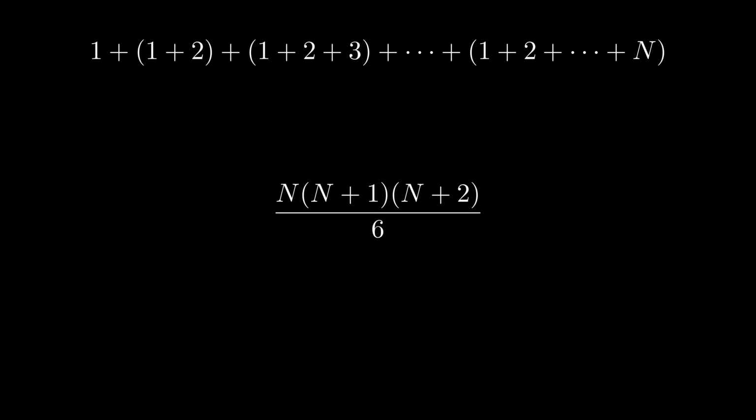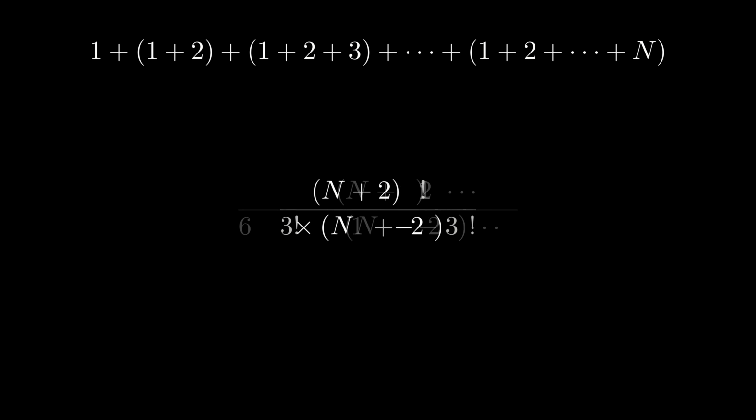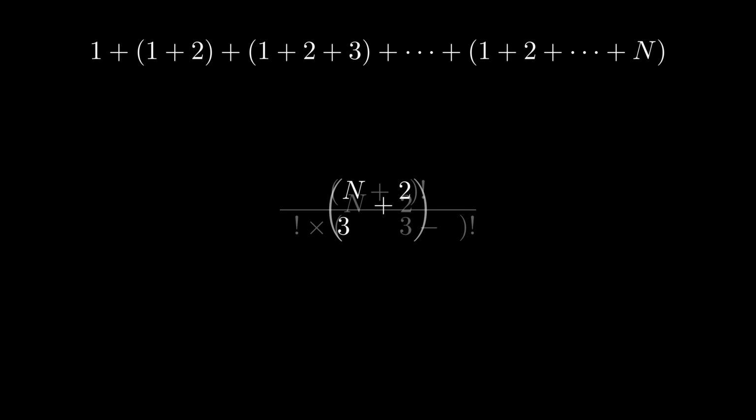This can be written as the product from 2 to big N plus 2 on the numerator, divided by 6 multiplied by the product from 2 to big N minus 1 on the denominator. And you may recognize that this is equal to big N plus 2 factorial divided by 3 factorial times big N plus 2 minus 3 factorial, which is equal to the number big N plus 2 choose 3. So that was the first way to identify a nice formula for this sum.